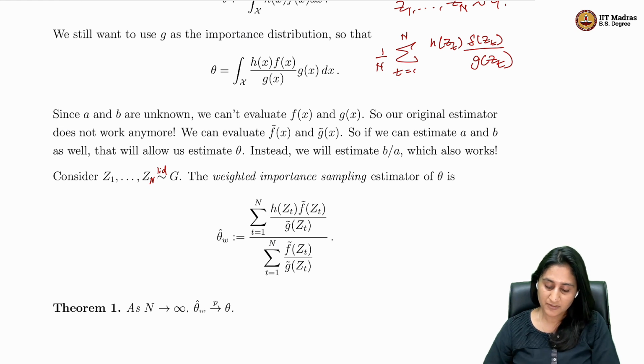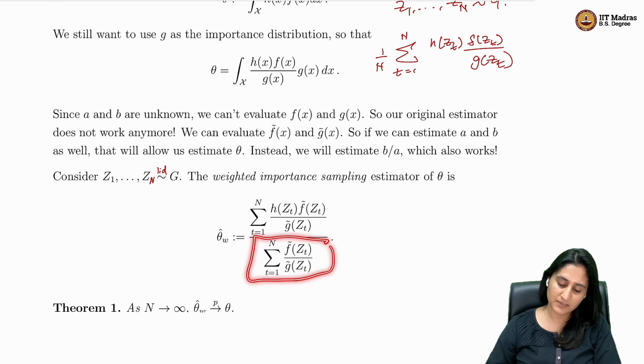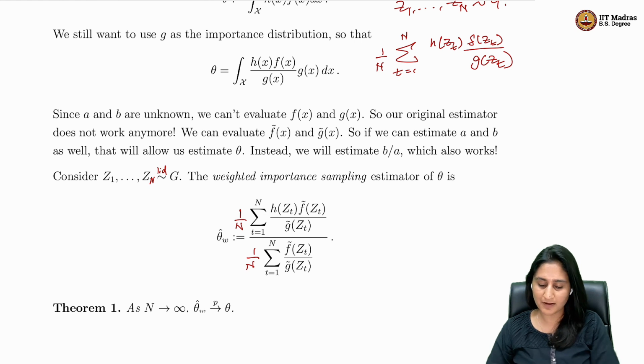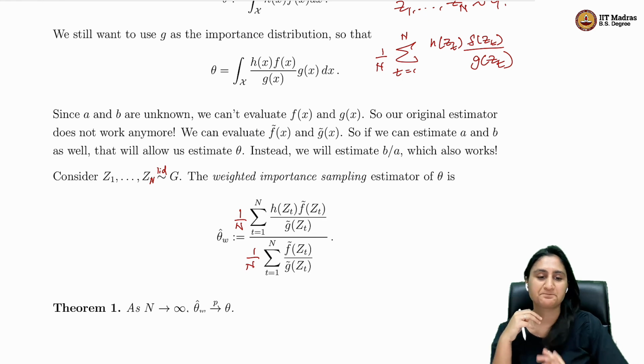Divided by summation t going from 1 to n, f tilde z, g tilde z, right? So there's an extra term in the denominator, and you can think of having 1 over n and 1 over n over here, both, which wouldn't really matter because you can cancel these out. And this is the weighted importance sampling estimator, which is a different estimator from the simple importance sampling estimator, right?